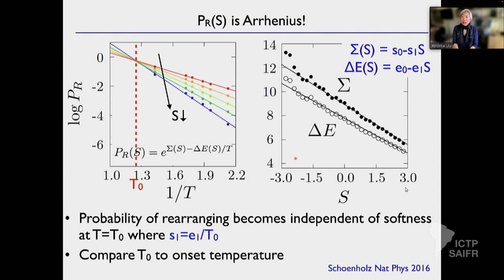In infinite-dimensional systems, the onset temperature and the mode coupling temperature are the same, and the glass transition is sharp. It's a well-defined thing. So in infinite dimensions, T0, the mode coupling temperature, the onset temperature, and the glass transition are all the same thing. But as you go to lower dimensions, they start diverging.